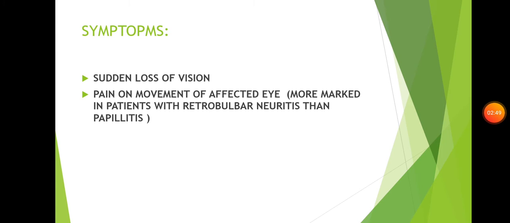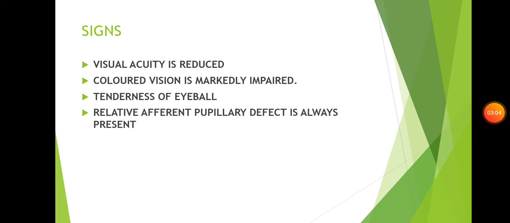Overall symptoms: sudden unilateral loss of vision; bilateral loss of vision is present in viral disease. Pain is present when the patient moves the affected eye, and pain is more marked in patients with retrobulbar neuritis than papillitis.